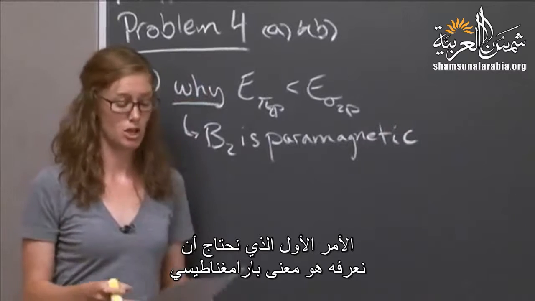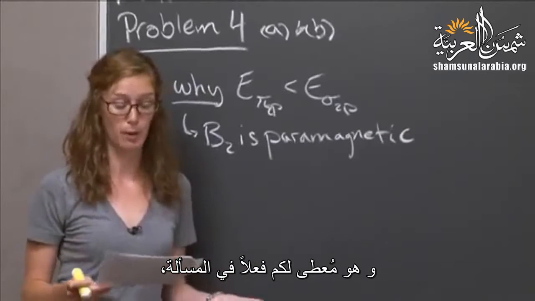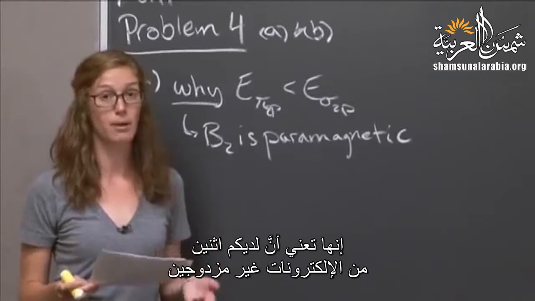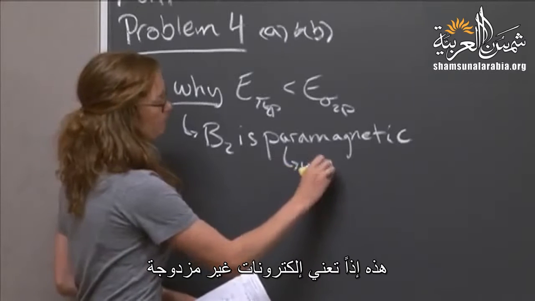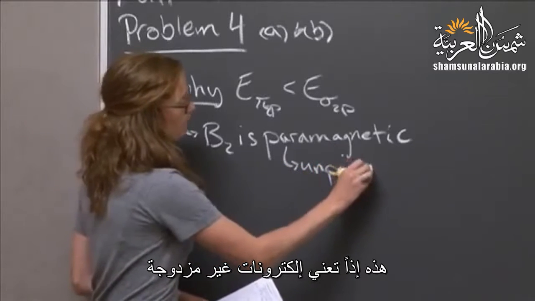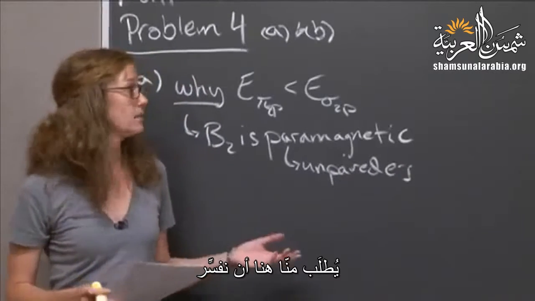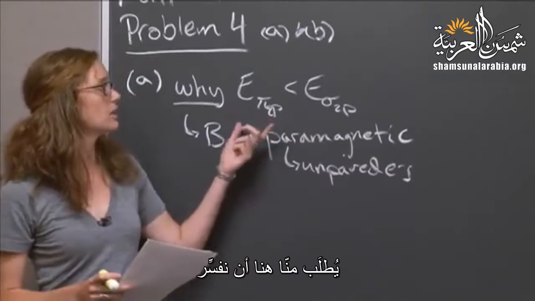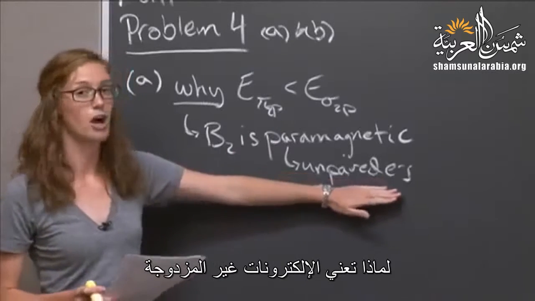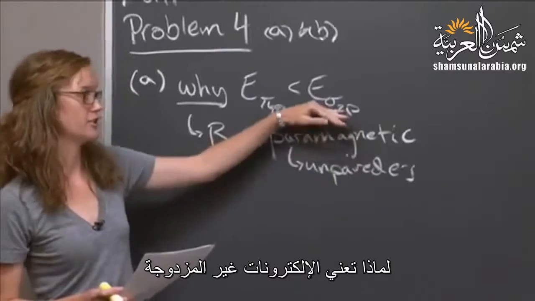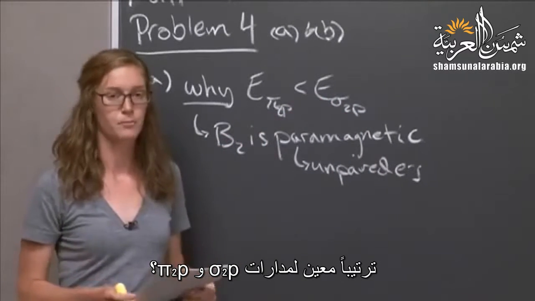So the first thing we need to know is what paramagnetic means, and he actually gives that to you in the problem. So it means that you have 2 unpaired electrons. We are asked here then to give a reason why the fact that there are unpaired electrons implies a certain ordering of the sigma and pi 2p orbitals.